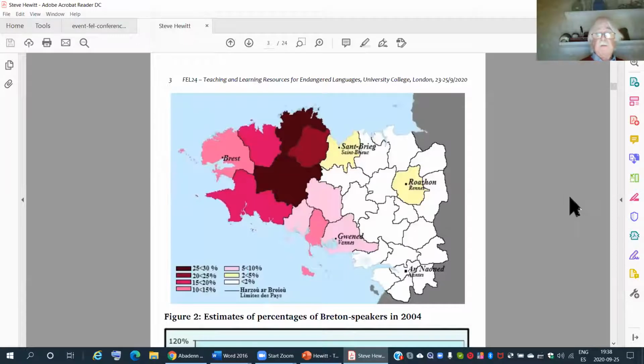Estimates of percentages of Breton speakers. This comes from 2004. It's roughly accurate. In other words, the language is, in relative terms, more healthy in the center and the northeast and less so elsewhere.